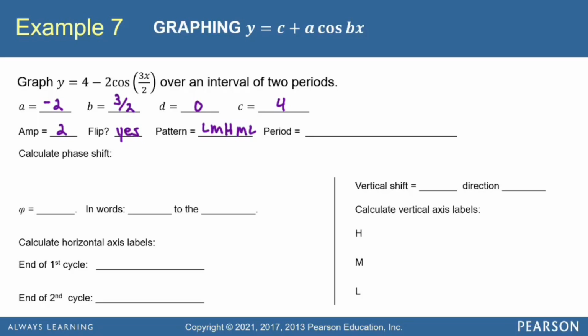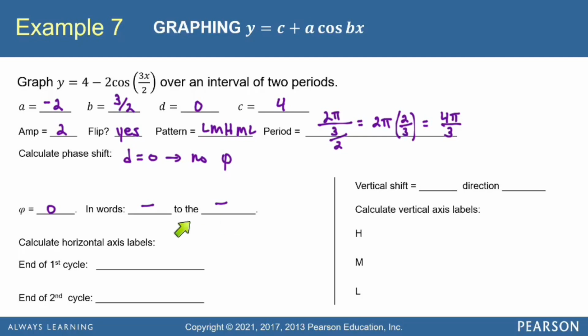And then the period is 2 pi over b, so that's going to be 2 pi over 3/2, which is the same as 2 pi times the reciprocal of 3/2, and that's going to give us 4 pi over 3. Now, where it says calculate phase shift, there's not a phase shift because there's no number in the d position, so we can say that there's no phase shift. You can go ahead and fill in these blanks down here as phi equals 0, and so there's nothing to put in words.